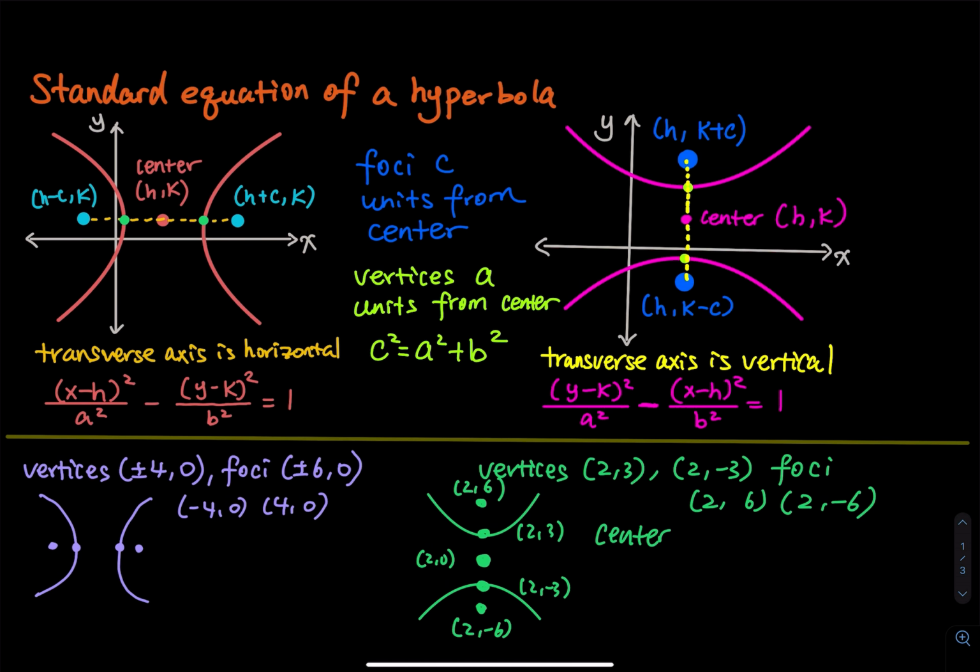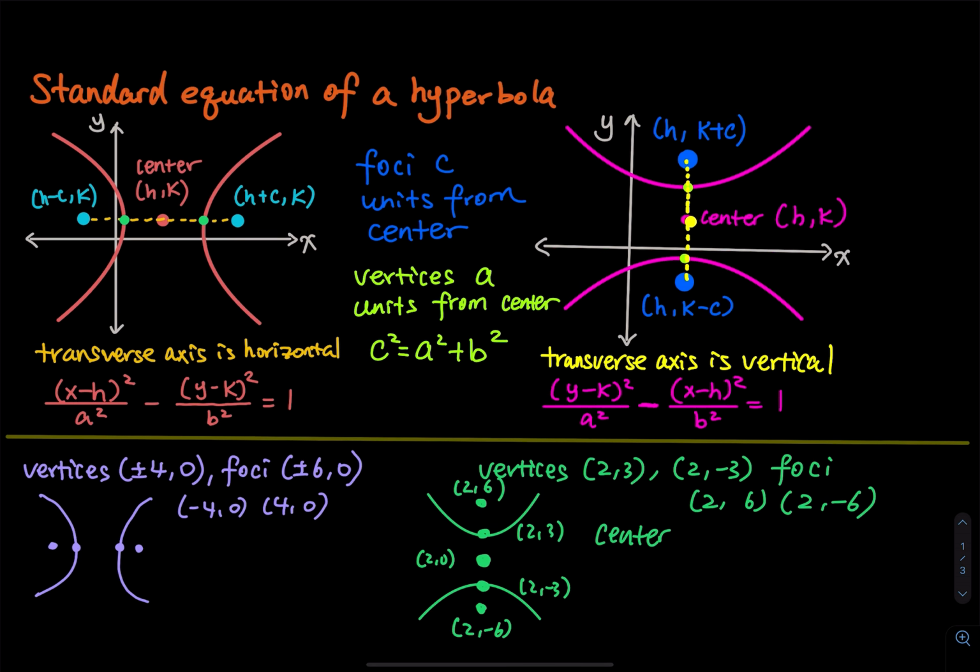For a horizontal hyperbola, the standard equation is (x minus h) squared divided by a squared, minus (y minus k) squared divided by b squared, equals 1. On the other side, you always have a 1. So let's compare the horizontal to the vertical. For a vertical hyperbola, you have two branches, one right here and then one right here.